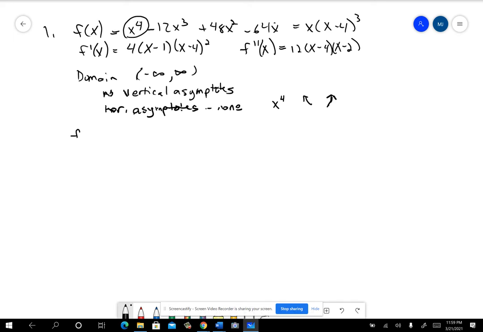So f prime of x would equal 0. Let me just write it. f prime of x would equal 0 if 4 times (x minus 1) times (x minus 4) winds up equaling 0. And remember, you can do a little shortcut here. You know that's going to happen when x equals 1 or x equals 4.